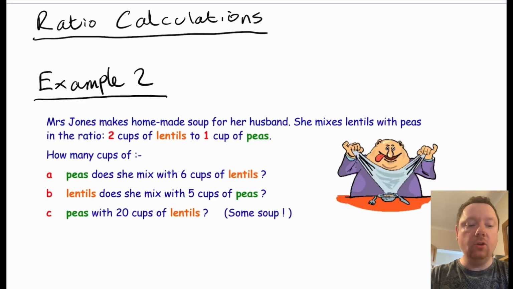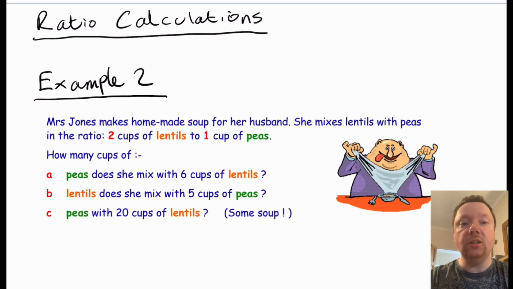So the next thing we're going to do is look at ratio calculations. If we look at the next example, it says Mrs. Jones makes homemade lentil soup for her husband. She mixes lentils with peas in the ratio of 2 cups of lentils to 1 cup of peas. It then asks us some questions. How many cups of peas can she mix with 6 cups of lentils? Part B, how many cups of lentils does she mix with 5 cups of peas? Part C, how many peas with 20 cups of lentils.